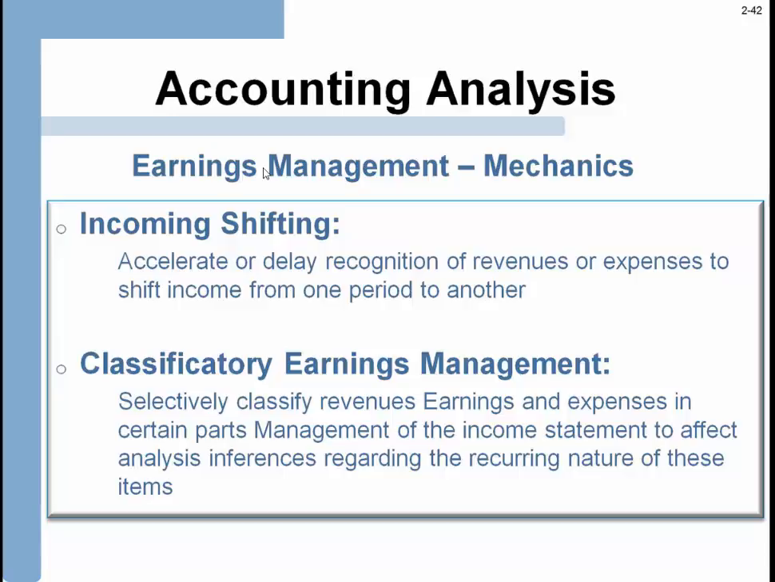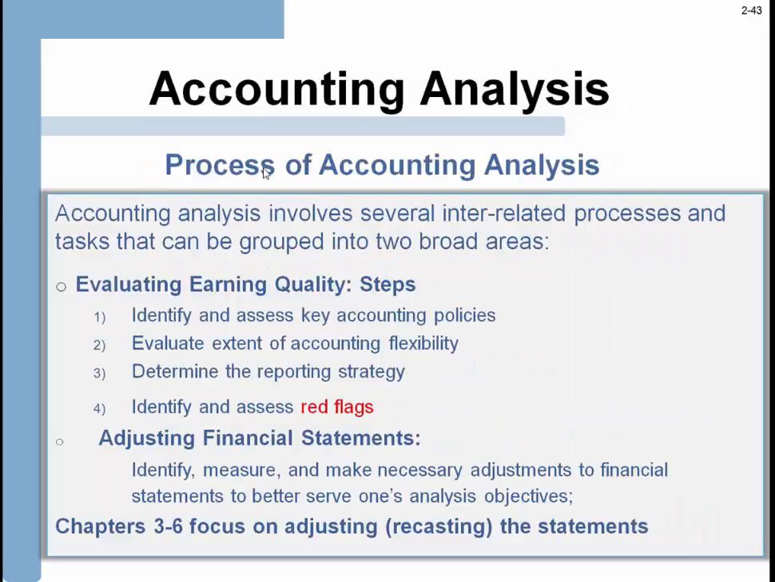And then you have classificatory earnings management, selectively classifying revenues, earnings, and expenses in certain parts of the income statement to affect analysis inferences about the recurring nature of these items. So they're just trying to play again with the revenues and expenses to impact earnings, is really what that's saying.